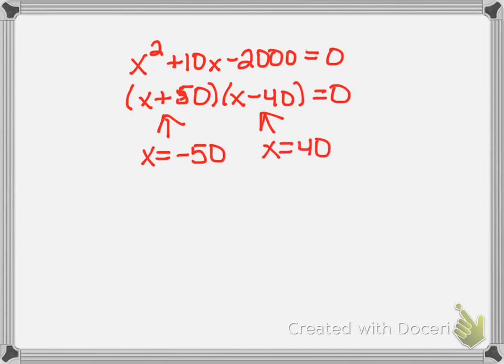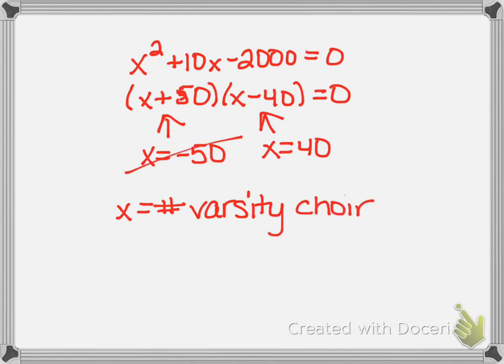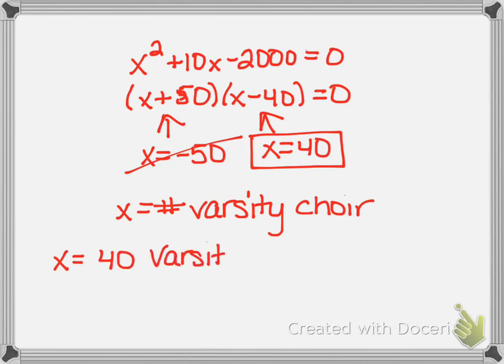But remember what x represents. X is the number of varsity choir members. And so even though we've generated these two answers, this answer doesn't make sense in the real world. You can't have a negative number of choir members. And so x equals 40 is your solution. But now what we want to do is we want to interpret that solution in the context of the real world. So what that's telling us is that there are 40 varsity choir members.